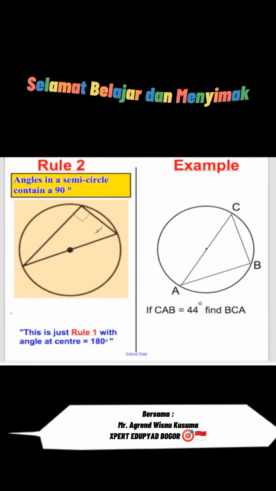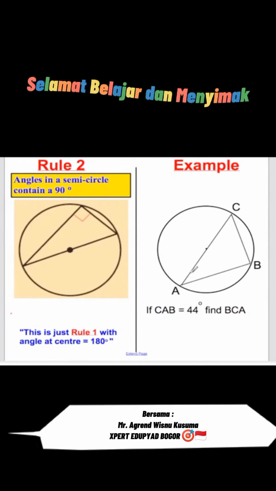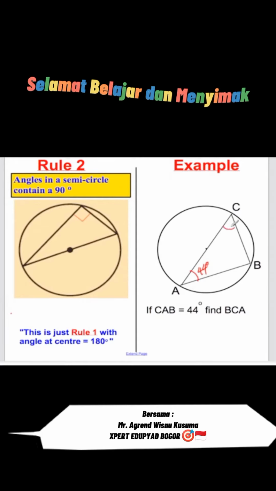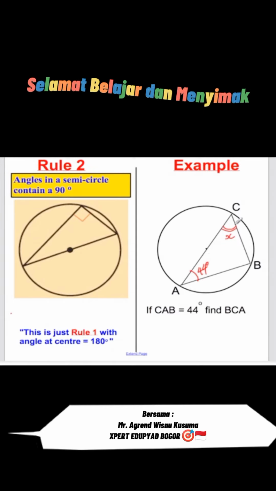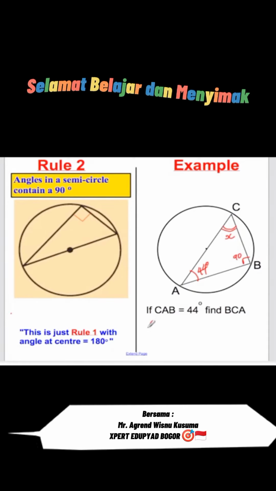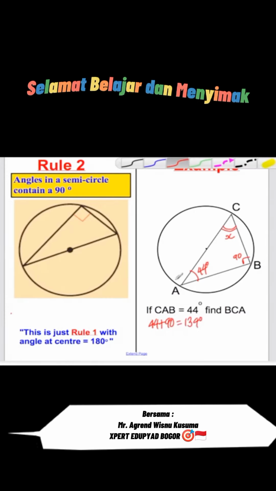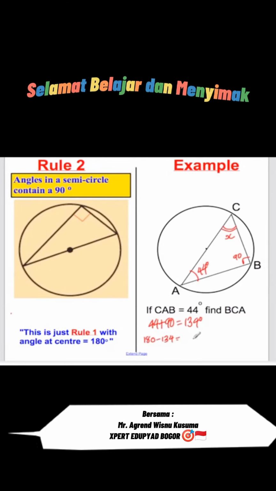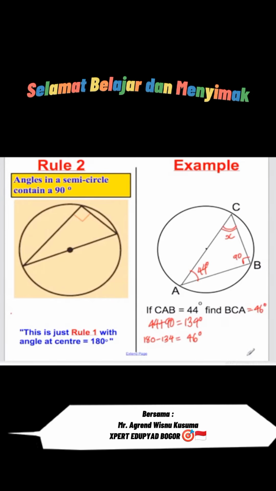Again, here's the rule. Angles in a semicircle contain a 90. It says if CAB, C to A to B, is 44 degrees, find BCA, B to C to A, find this one. Well, if this is a diameter, this is a triangle in a semicircle, this angle here must be 90. So to get this one, you add 44, add 90, you get 134 degrees. Then you take that away from 180, so you do 180 subtract 134, and you get 46 degrees. So BCA is 46 degrees.